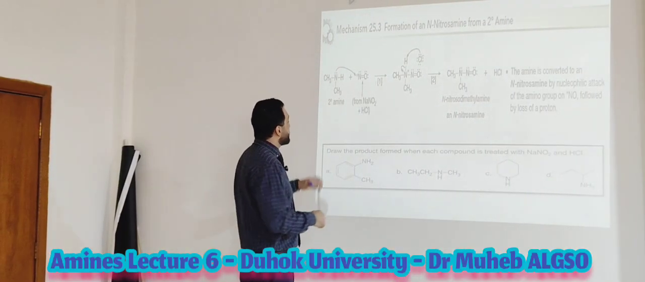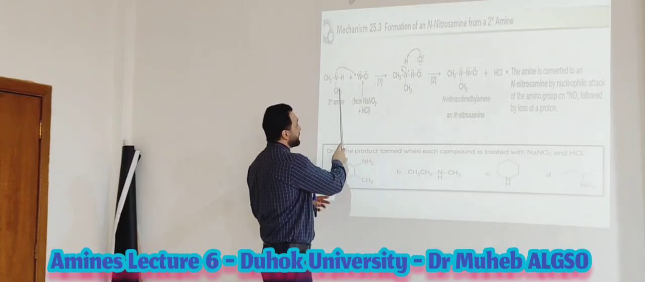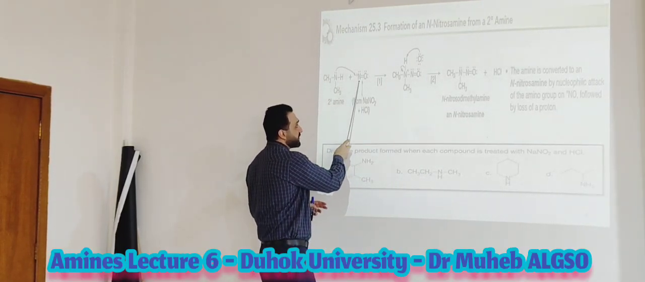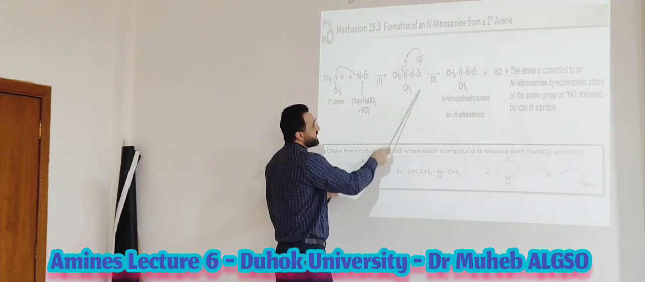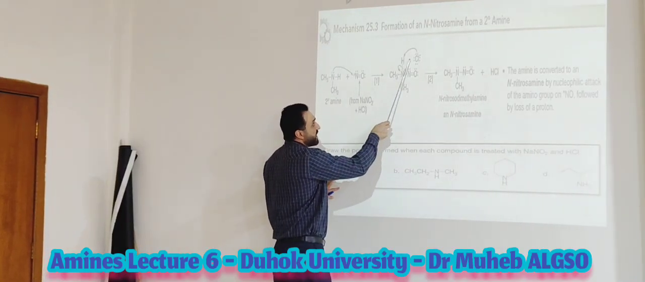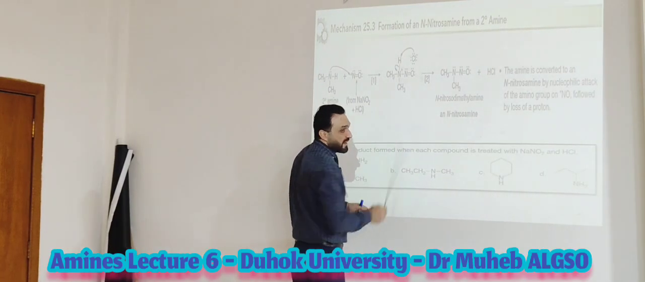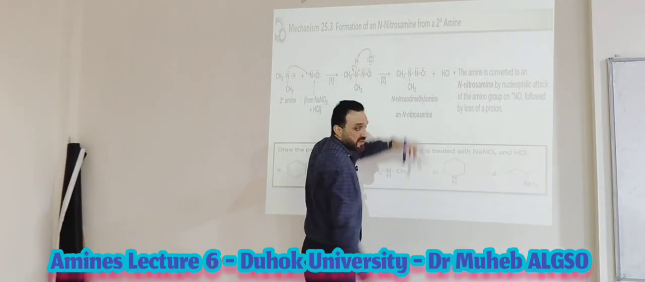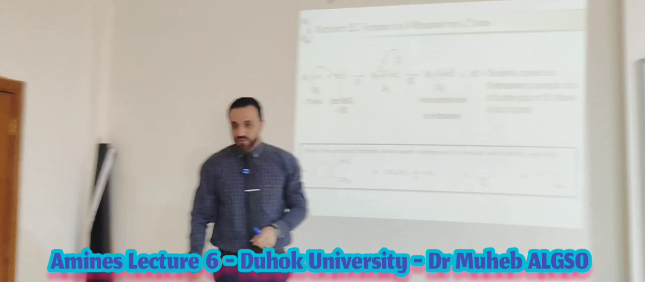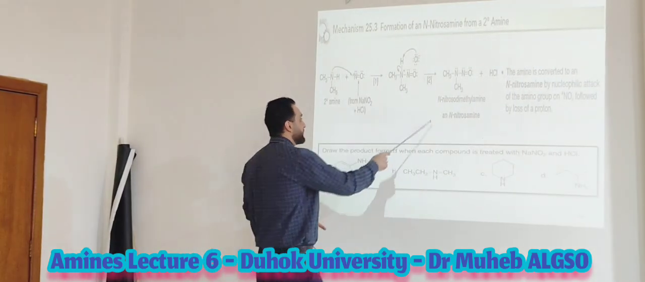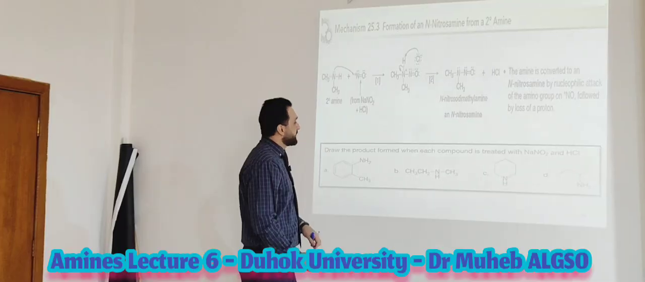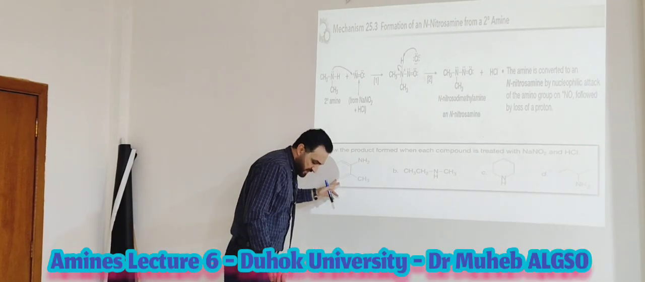Here is the mechanism for the secondary amine. The nucleophile attacks the electrophile, the nitrosonium ion, and gives you this intermediate. Look, we just have one proton. This proton will be removed by an acid-base reaction and it will stop here. It doesn't go further to the next steps. It stops at this compound, the N-nitrosamine.